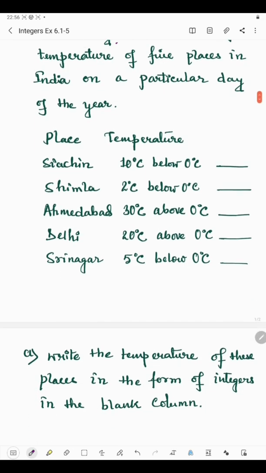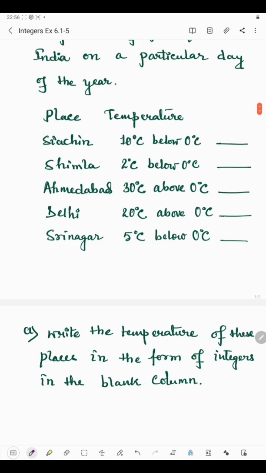So what you have to do, in the first part, is write the temperature of these places in the form of integer in the blank column. Here the blank column is given. So we will have to write this temperature in the form of integer.